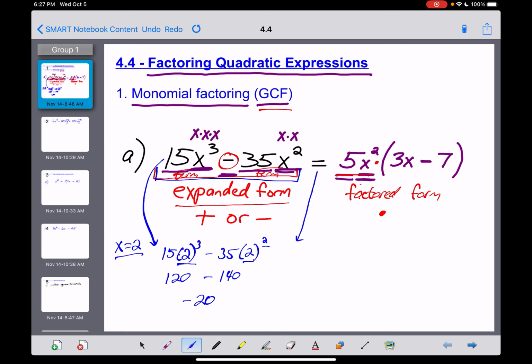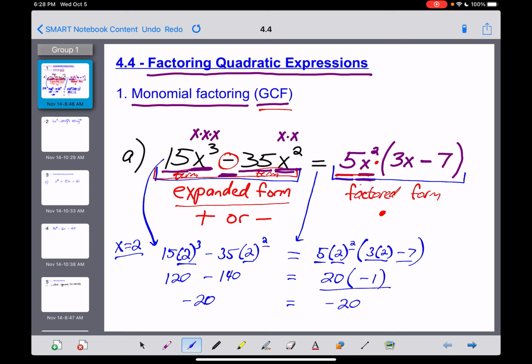But this equal sign should come right down here, and we now should get the exact same value from this expression when x is equal to 2. So that's 5 times 2 squared, and then in parentheses, 3 times another 2 minus 7. Let's see what that gets us here. That 2 squared is 4, and 4 times 5 is going to be 20. And that is getting multiplied by, okay, 3 times 2 is 6. 6 minus 7 is negative 1. Well, sure enough, 20 times negative 1 is negative 20.